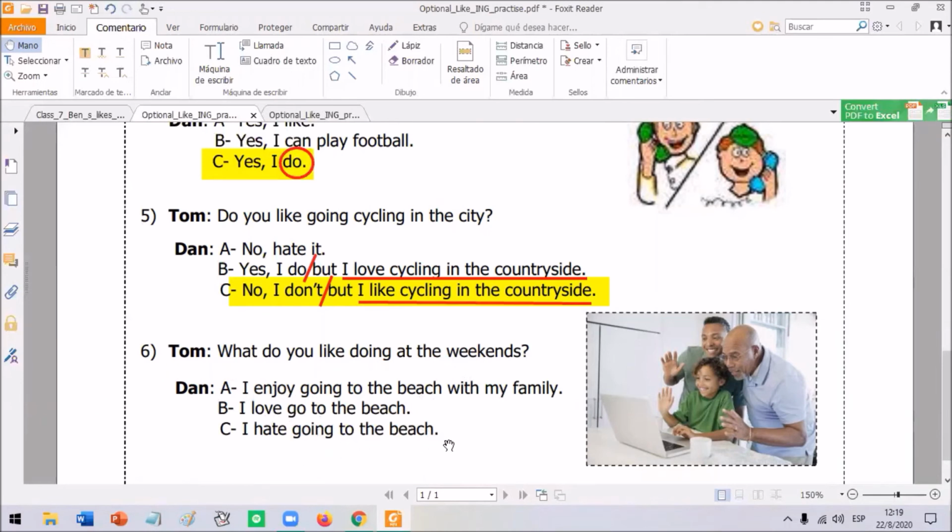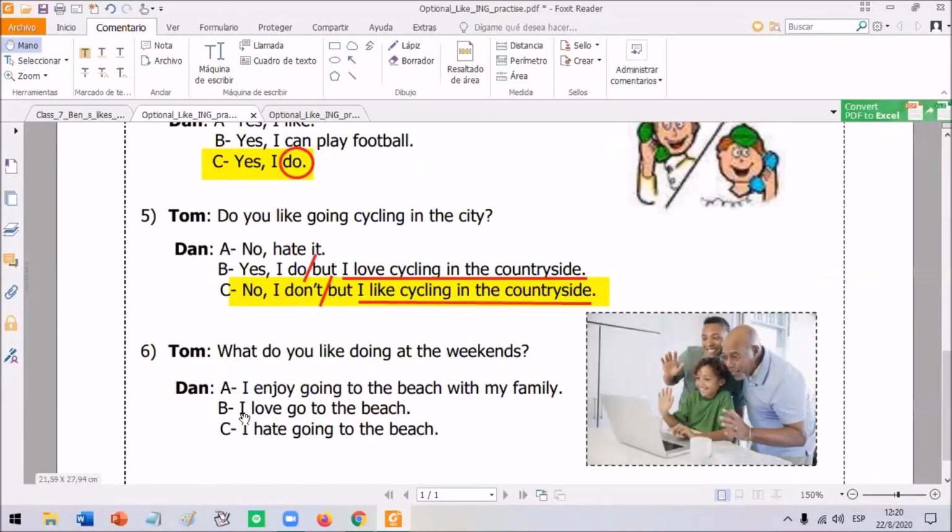Now, do you know what the correct answer is? Can you write it on the chat? Okay, let's see. What do you like doing at the weekends? Me pregunta por lo que le gusta. Y like no aparece en ninguna. Aparecen otros. A ver. La última dice, I hate going to the beach. Esa debería ser la primera que descartamos, porque está hablando de algo que odia. Y yo le pregunté lo que le gusta. Entonces, si te pregunto lo que te gusta, no me vas a responder con algo que no te gusta. No tiene sentido. Veamos las otras dos.